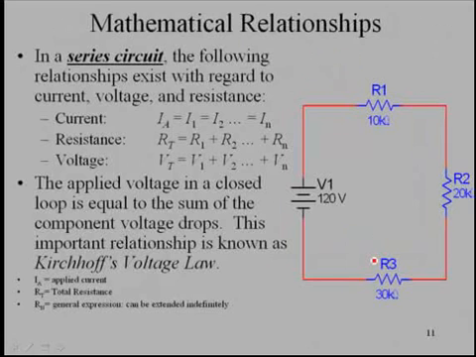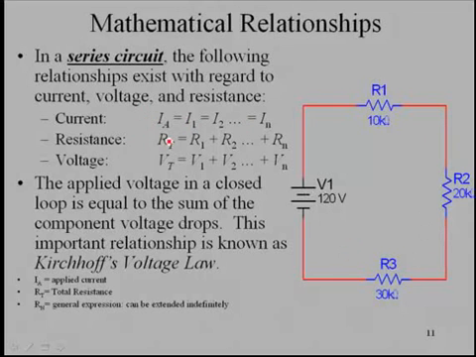Then mathematical relationships. In a series circuit, the following relationships exist with regard to current, voltage, and resistance. Now, the first one, we have something here called IA. In this case, A has to do with applied current. So the current that is applied, that comes out of our power supply, is going to be equal to the current that goes through R1, R2, and R3. That's kind of a given, but the current is equal through all components. And mathematically, that is what that states.